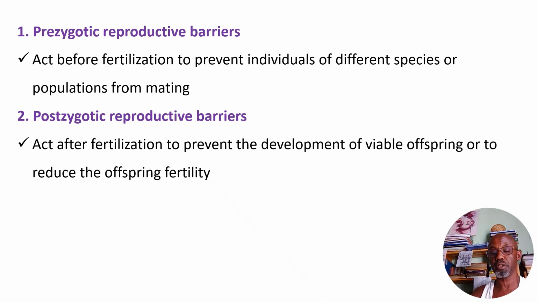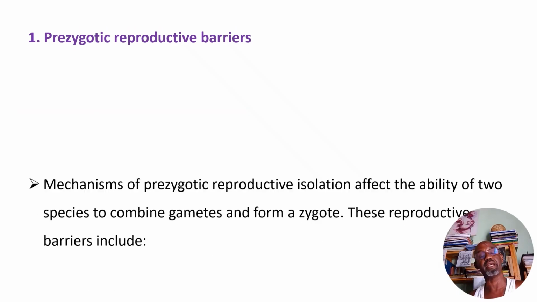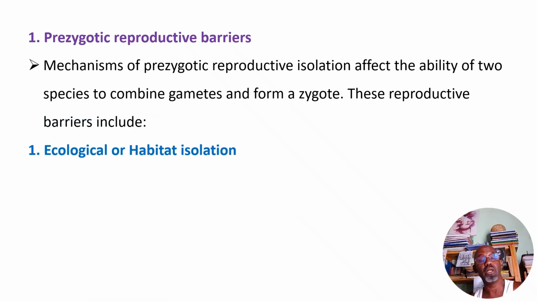There are many different types; I will come to that. Anyway, first let's see the pre-zygotic reproductive barriers or mechanisms. Mechanisms of pre-zygotic reproductive isolation affect the ability of two species to combine gametes and form a zygote. These are obstacles that prevent zygote formation. These include ecological or habitat isolation. They live in the same geographical area but in different habitats.